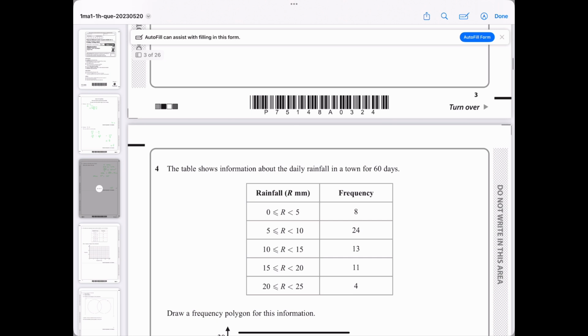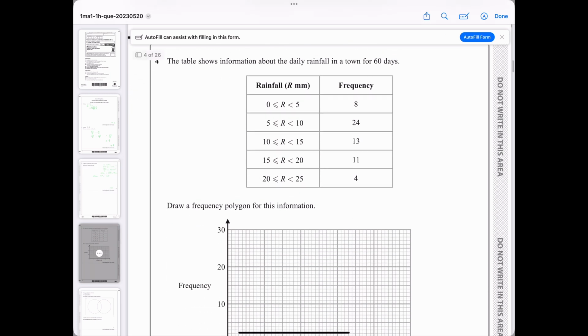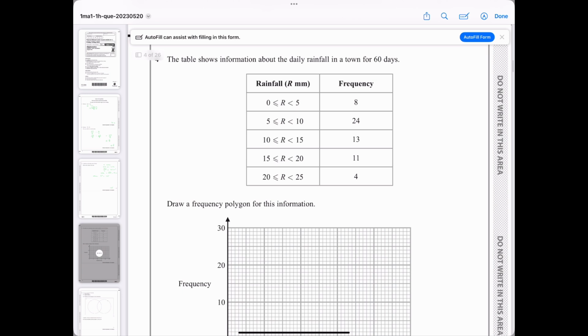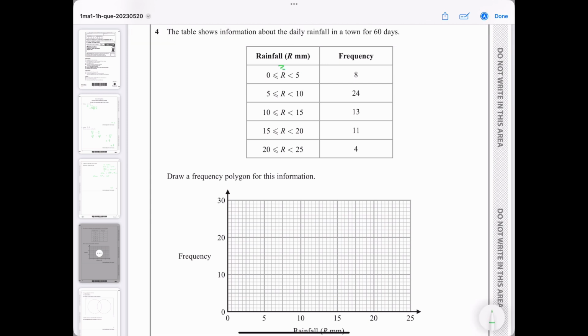Lovely. Now, this shows information about daily rainfall in a town for 60 days. And we have to draw a frequency polygon for this. Now, I wasn't sure, but fortunately the person I was teaching yesterday told me I take the midpoint of these. So 7.5, 12.5, 17.5, and 22.5, and then just literally put in the points. And then I think you just connect them at the end of it.